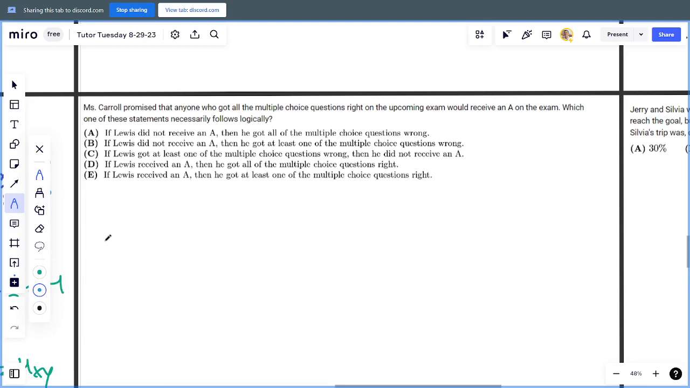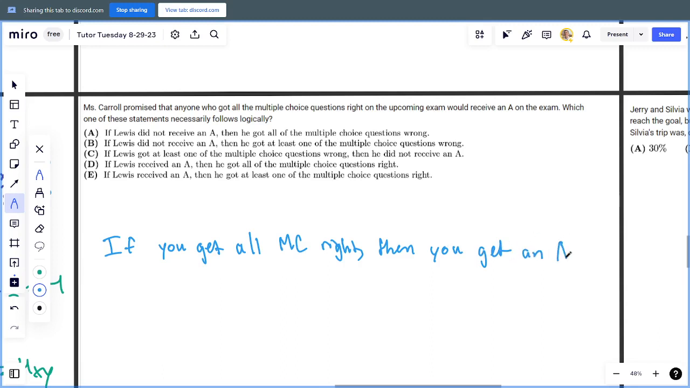Miss Carroll promised that anyone who got all the multiple choice questions right on the upcoming exam would receive an A on the exam. Which of these statements necessarily follows logically? Okay, I'm going to write this as an if-then statement because I think it makes things a little bit easier. If you get all the MC right, then you get an A. Contrapositive is definitely a good word here.